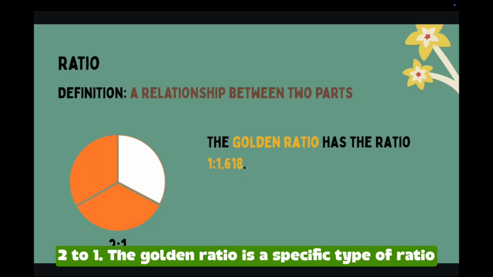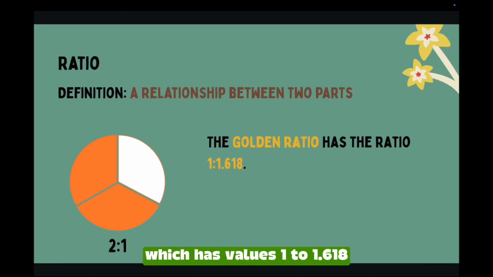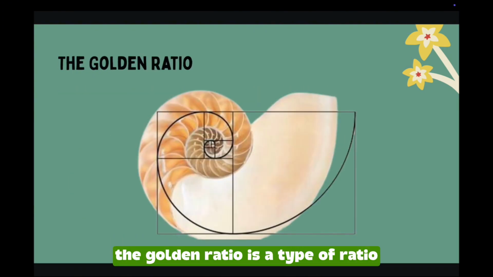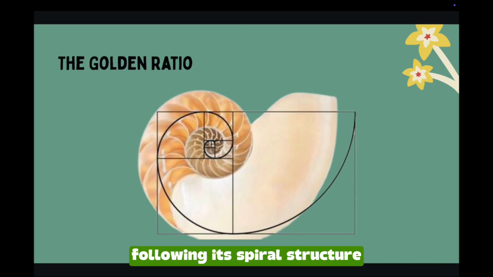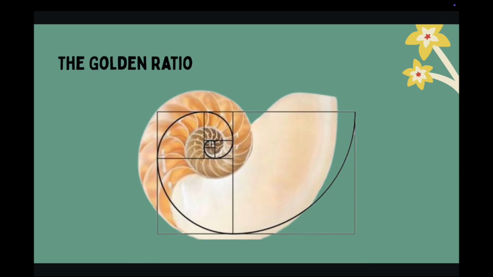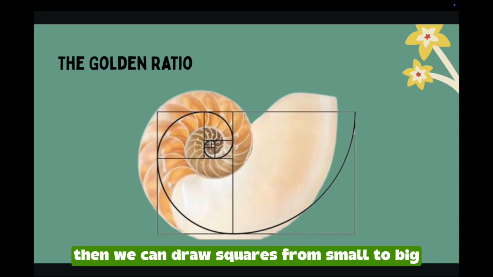The golden ratio is a specific type of ratio which has values 1 to 1.618. The golden ratio is a type of ratio commonly found in nature as well. If you look at the shell over here, we can simplify its shape by drawing a single line following its spiral structure. Then we can draw squares from small to big according to how the shape of the spiral goes.